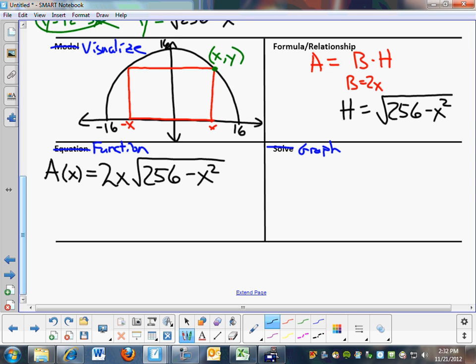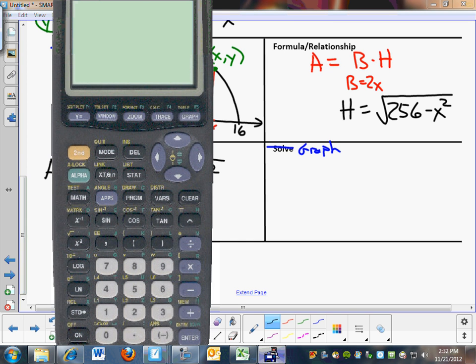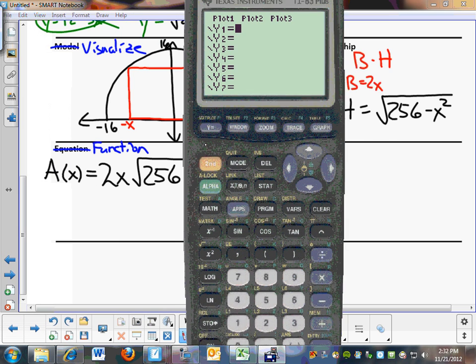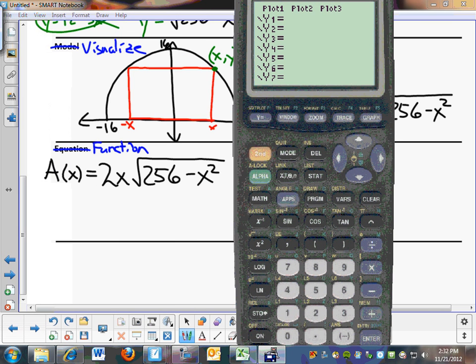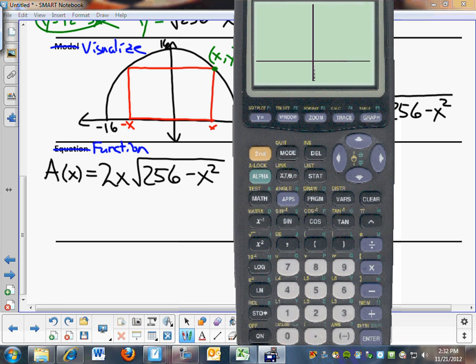Is that a parabola? Nope. We don't really know what it looks like. That makes it exciting. Aren't we tired of doing math that we already know how to do? Let's do something new. Well, no, because you also have this x squared in here, so it really looks kind of crazy. So let's type it in. We got 2x square root of 256 minus x squared. And what? Oh, crap.